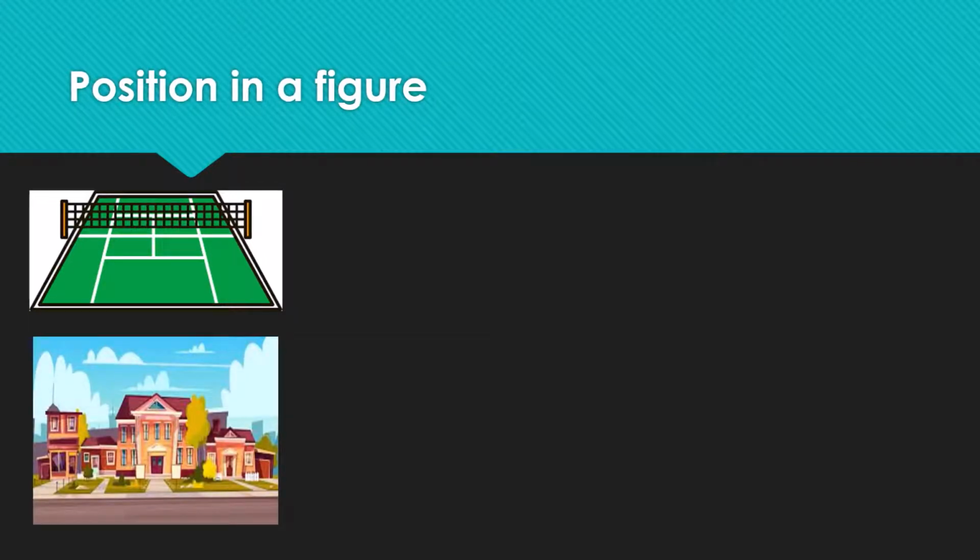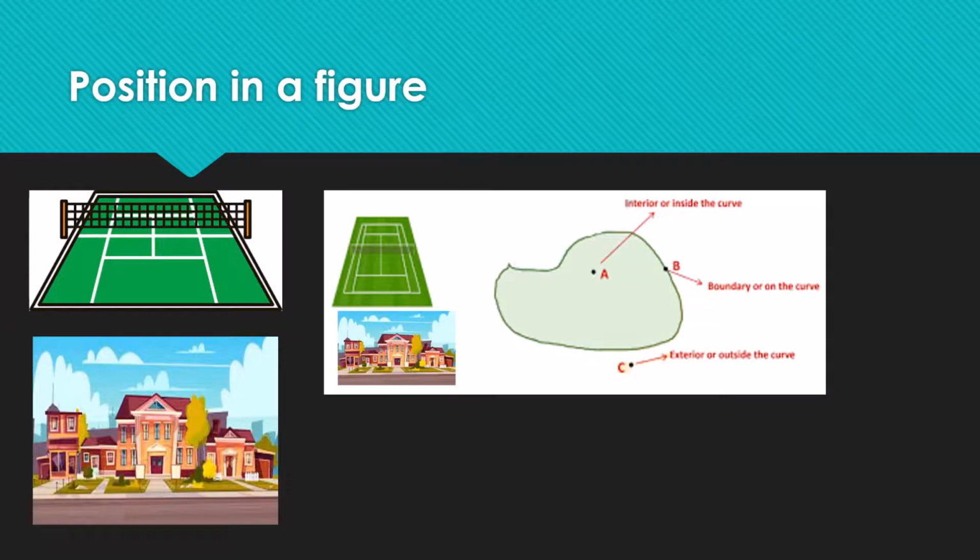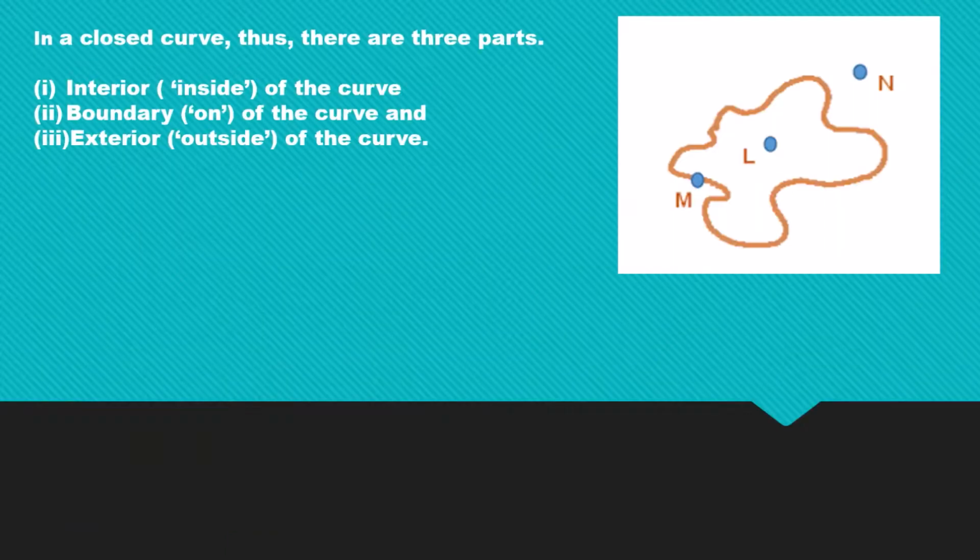Now, a compound wall separates your house from the road. We talk about inside the compound, on the boundary of the compound, and outside the compound. So in both the figures, we got that there are 3 positions: interior position, on position, and exterior position. So here point A is the interior or inside of the curve, point B is on the boundary or on the curve, and C is the exterior or outside the curve.